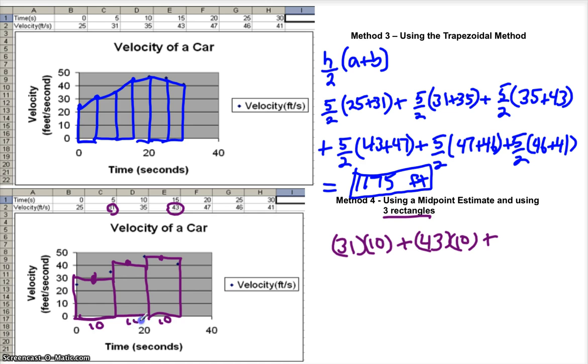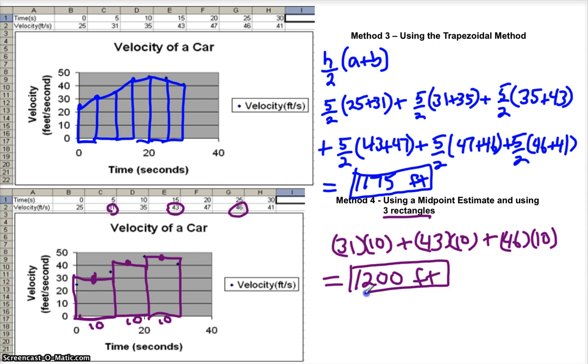So we have three rectangles with equal time intervals of 10 seconds. And this data point here, that velocity is the 46. So 46 times 10. So get out your calculators. Okay, so I get 1,200 feet. Again, that's pretty close to the trapezoid method.